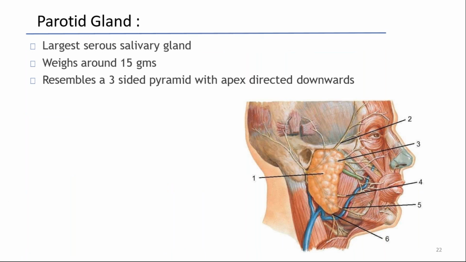Coming to the gland proper. The first and most asked question is about the parotid gland. This is the largest salivary gland, which weighs about 15 grams, and it resembles a pyramid. Always remember the apex is always directed downwards in the parotid gland.